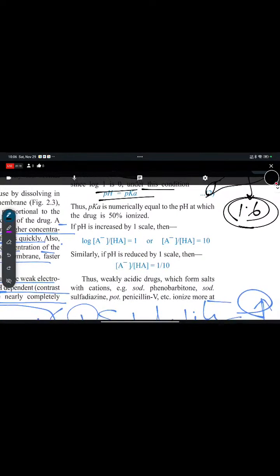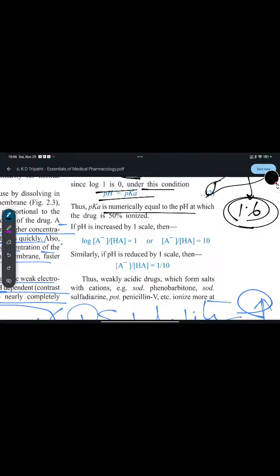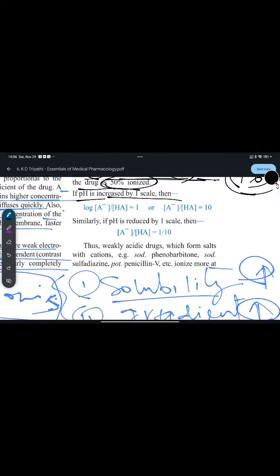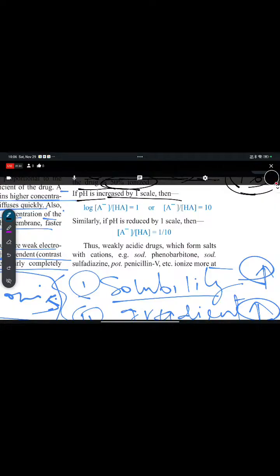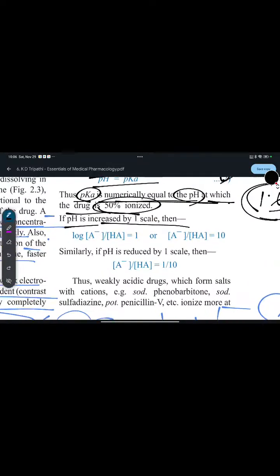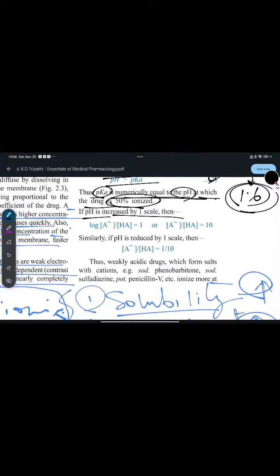So thus, pKa is numerically equal to the pH at which the drug is 50% ionized. If the pH is increased by 1, then what will happen? Ultimately, if there is a high difference, or a ratio which is far away from 1, then the absorption will be very less. Absorption will attain peak level when the ratio of pH and pKa value will be 1.